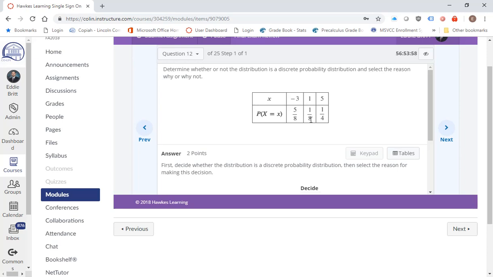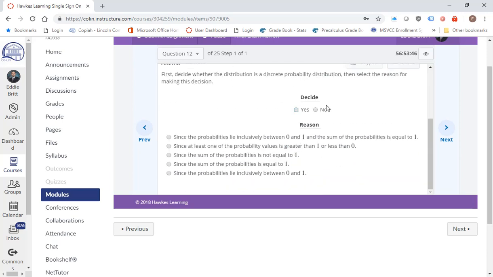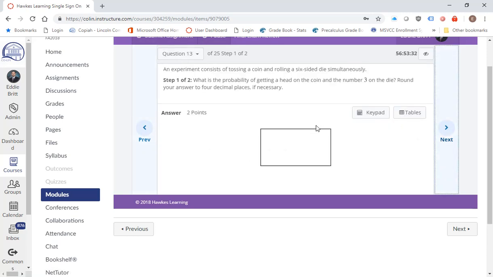So 5/8 and 1/8, that's 6/8. Oh, and 1/4. So how many eighths is 1/4? That's 2/8. So 6/8 and 2/8 is 8/8. So when you add those together, you do get 1. So that meets all of, there it is. Probabilities lie inclusively between 0 and 1, and the sum of the probabilities is equal to 1. So it has to meet both of those.